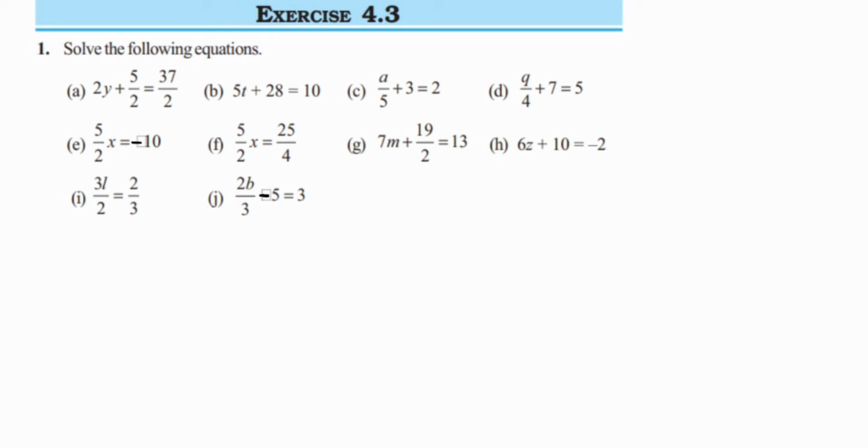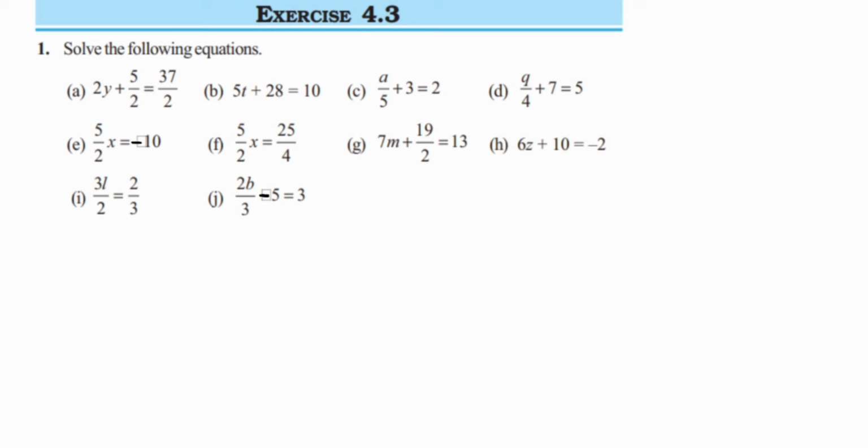In exercise 4.2, I applied the balancing method. That is, you have to add or subtract or multiply or divide a number. So here I'm going to use the complete transpose method to solve. Let's start with the first question, which is 2y plus 5 upon 2 is equal to 37 upon 2.